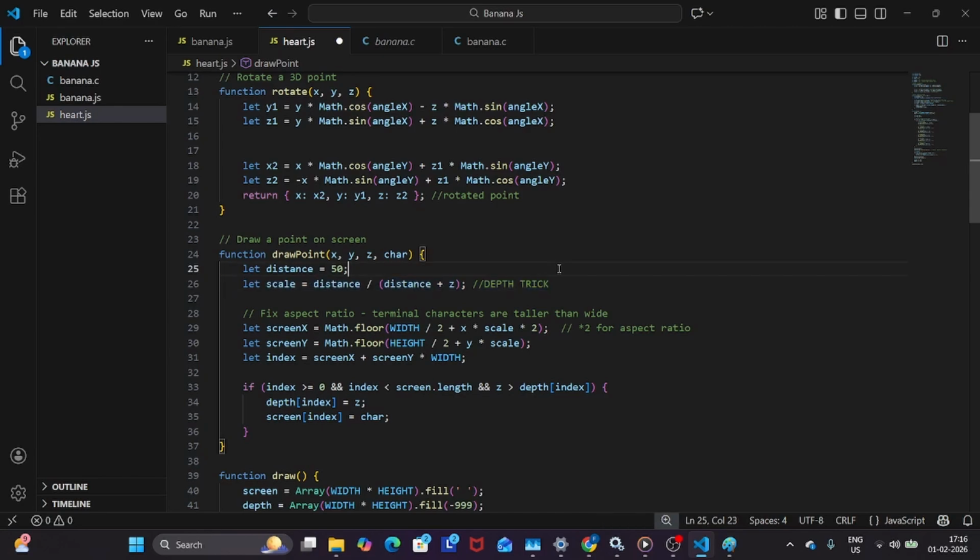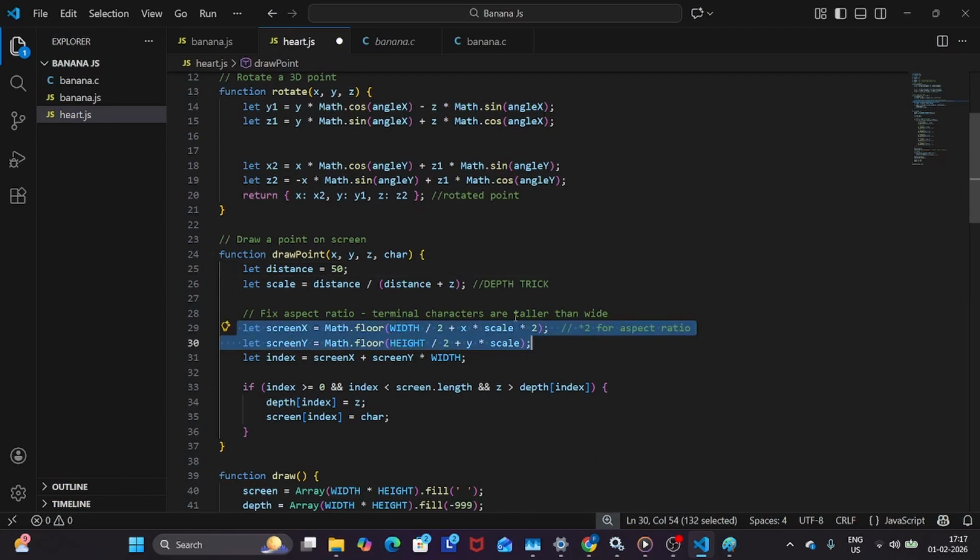I'm again telling you, if z increases, the point is farther. And if z decreases, the point is closer, and the scale will increase. The point will look bigger. Okay, now let's understand these two things. They are also very important.